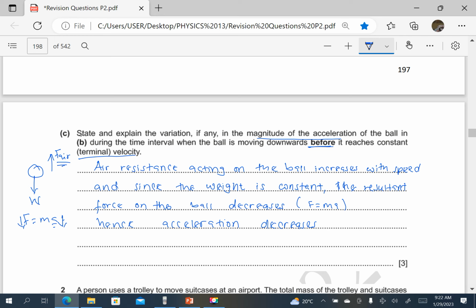Okay, so that is what we can say about the magnitude of the acceleration. In fact, it decreases. The weight downwards is not changing, but the force due to air resistance upwards is increasing as the speed downwards increases. And since the resultant force is got by subtracting weight minus force due to air resistance, it means the resultant force decreases. And if the resultant force decreases, it also means the acceleration decreases.